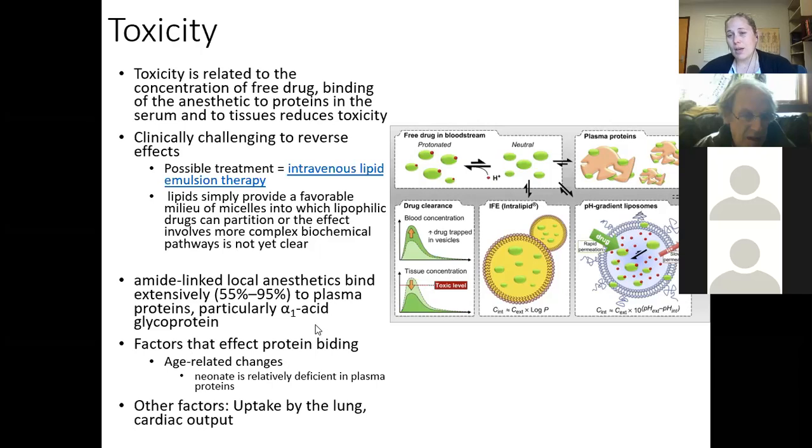Factors that affect this protein binding and the toxicity, age-related effects, are obviously going to be important. It's important to recognize that individuals like neonates are going to be relatively deficient in plasma proteins, and that's going to ultimately alter the way this drug is seen in the bloodstream.